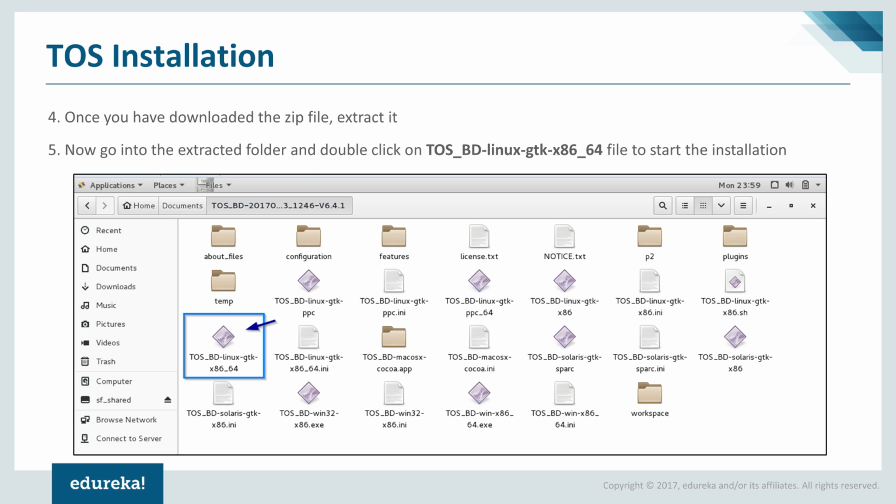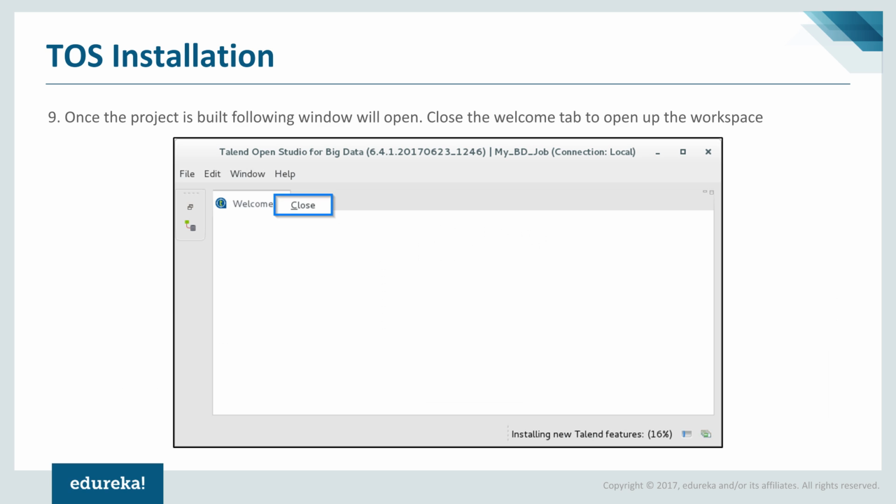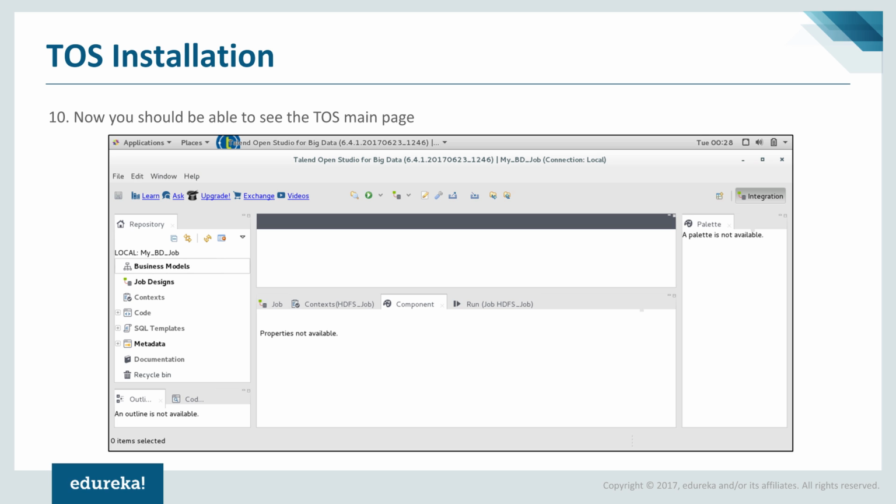So once you have launched the executable, you'll see a window like this, which opens up Talend Open Studio for Big Data. I'll be showing you all these steps in the demo as well. We'll have to create a project to start our development. Click on create project, give a valid name for the project, and click finish. Once you do that, the welcome page opens. You can close the welcome page and we can start a new job. So this is how your TOS Big Data opening page looks.